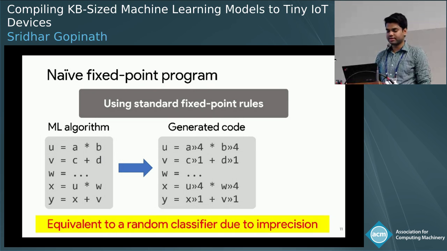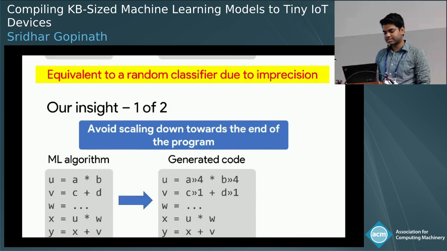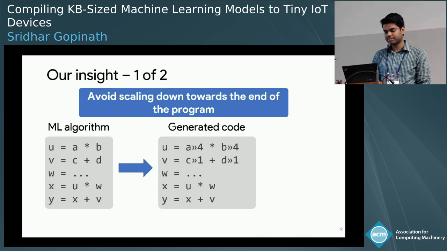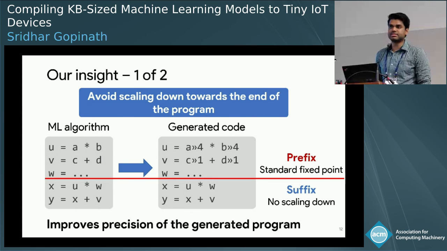To do so, we are using two insights. I'll talk about them one after the other. The first insight is that in fixed point programs, you can avoid the scale down operations towards the end of the program. To explain this, assume a boundary that is dividing the fixed point program into two parts, the prefix part and the suffix part.